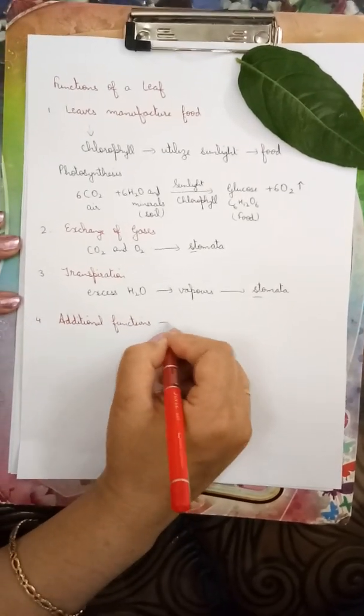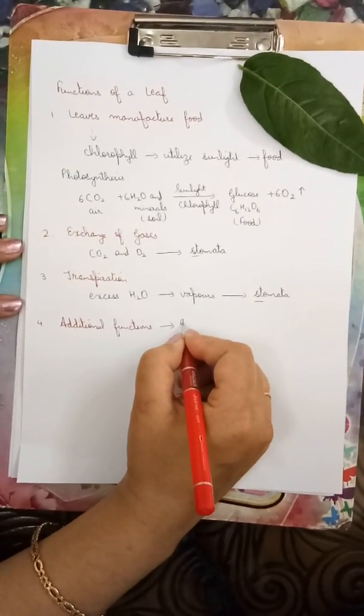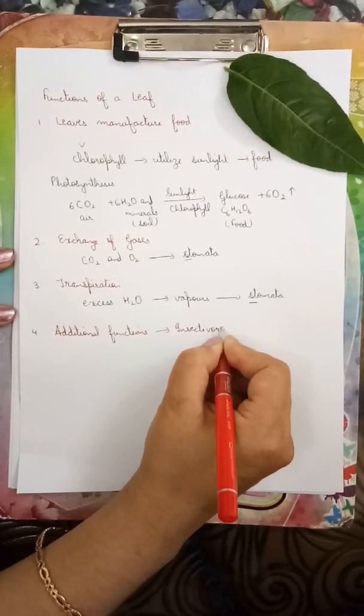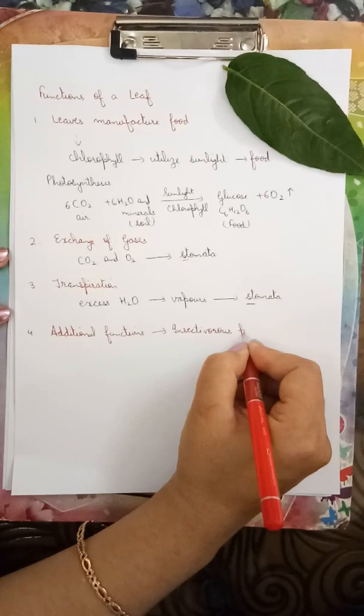For example, you all know about insectivorous plants. Leaves of insectivorous plants help in trapping insects.